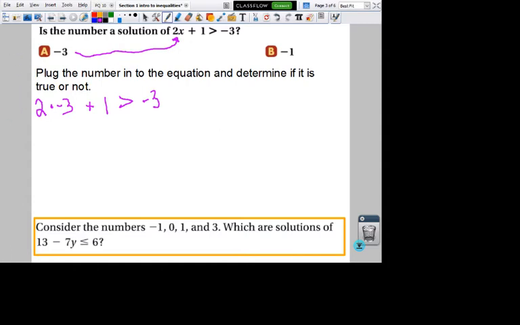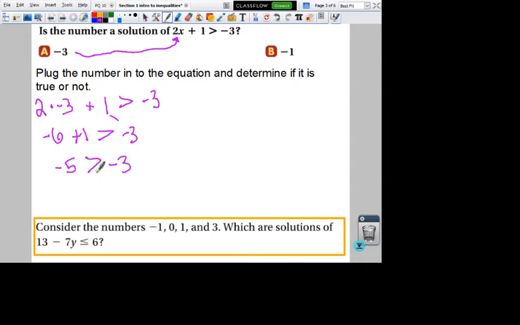Alright, so I just need to do the math on the left side, and it's just a PEMDAS problem now. 2 times negative 3 plus 1. So PEMDAS: no parentheses, no exponents, but I gotta multiply. 2 times negative 3 is negative 6. I still got a plus 1, and I have greater than negative 3 still. Negative 6 plus 1 is negative 5. Negative 5 greater than negative 3.